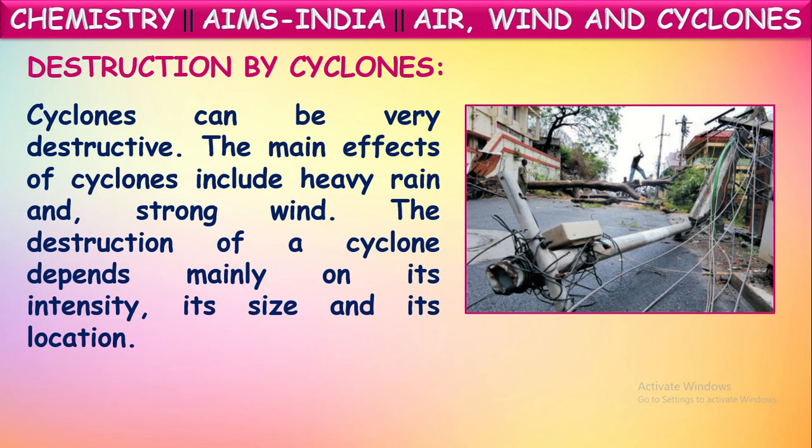The destruction of a cyclone depends mainly on its intensity, its size and its location. If it is on the sea, there will be no damage to human beings. But if it happens in villages and places where we live, it may cause major and severe damage, like uprooting trees, making electrical poles fall, and damaging houses. All of this may happen because of cyclones, because cyclones are accompanied by strong winds and heavy rains. Both may cause damage to us.